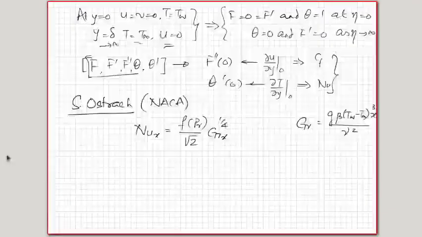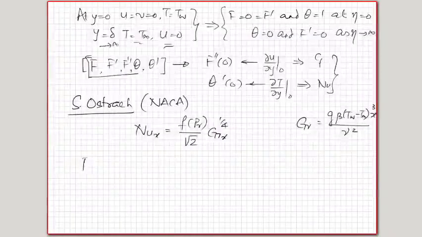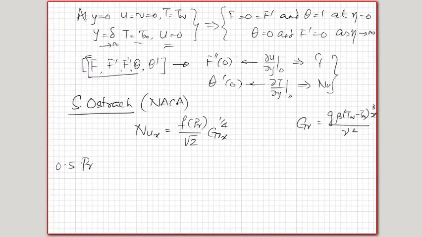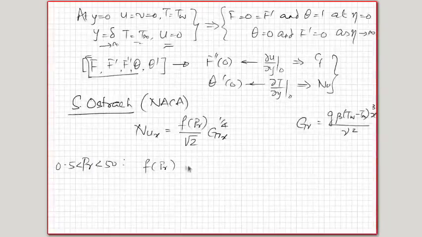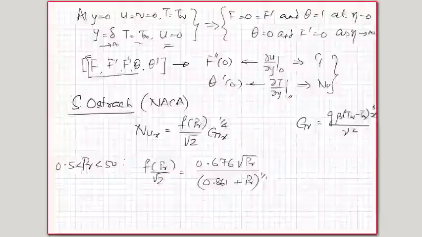Okay, so now Ostrach actually tried to fit values of f of Pr for various ranges of Prandtl numbers. So in the range of Prandtl number from 0.5 to 50, he found f of Pr by root 2, of course, is 0.676 into square root of Pr divided by (0.861 plus Pr), whole thing to the power of 1 by 4.